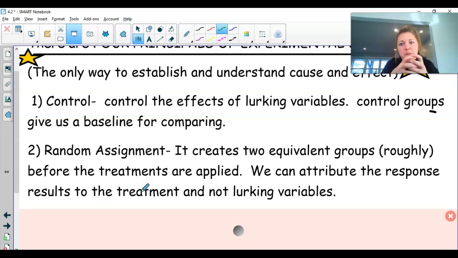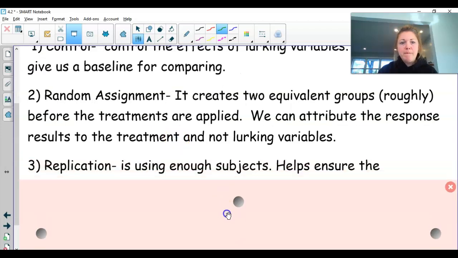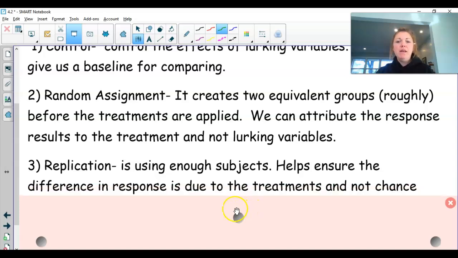We want those groups to be equivalent so we can attribute that response to the treatment and not to any lurking variables. Number 3, replication means we want to use enough subjects. The more subjects we have, the less variation. This is important.